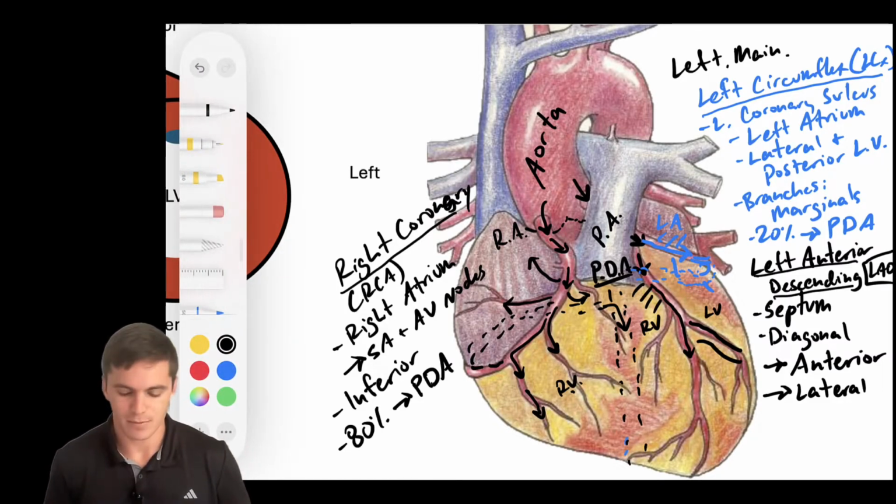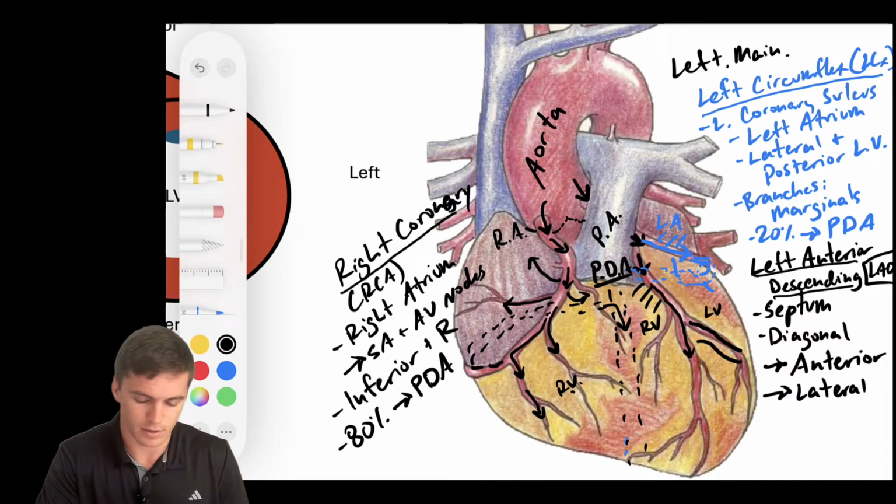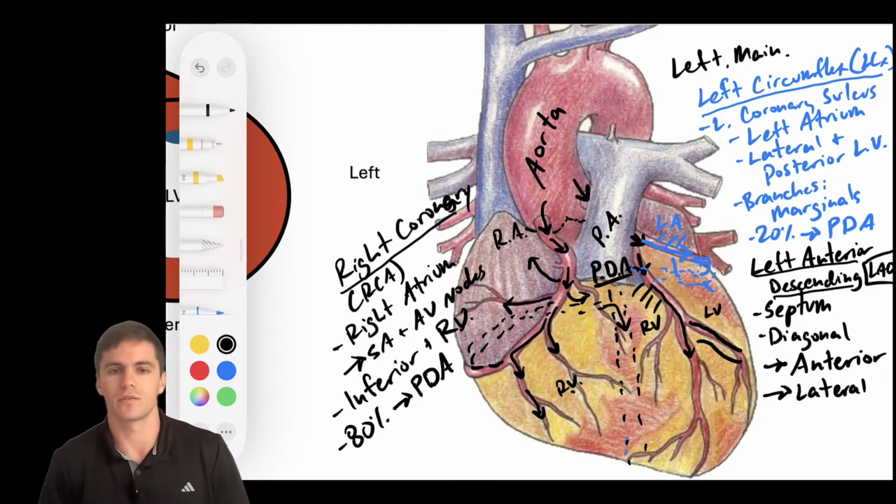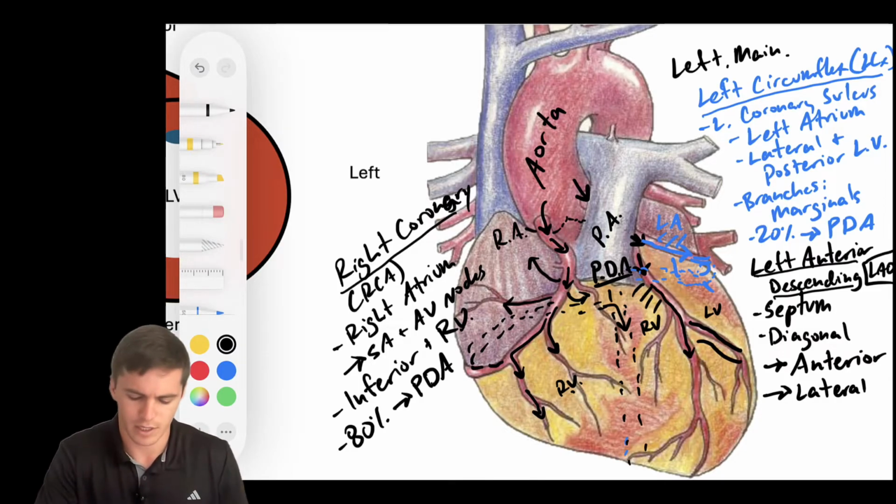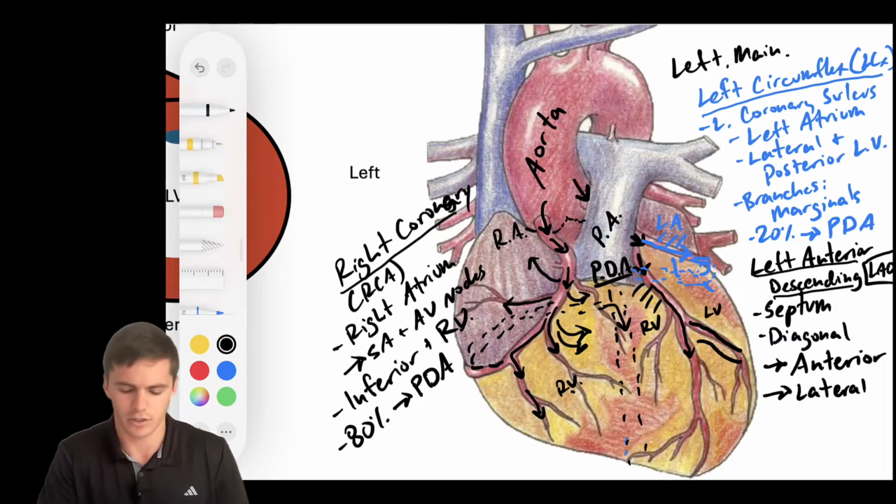So big aspects or big regions that we see with the right coronary artery: we've got the right atrium, and we've also obviously got the inferior myocardium. It supplies most of the right ventricle, and it actually does supply a little bit of the posterior aspect of the interventricular septum, right? It can give off little branches here that supply the posterior aspect of the interventricular septum. LAD supplies anterior, and the right coronary artery is a little bit more of that posterior aspect of the interventricular septum.